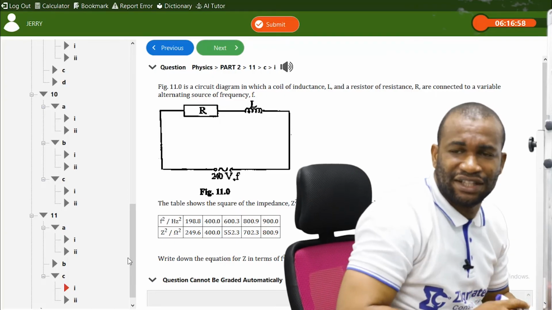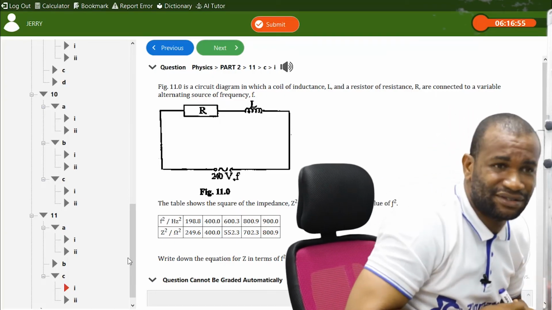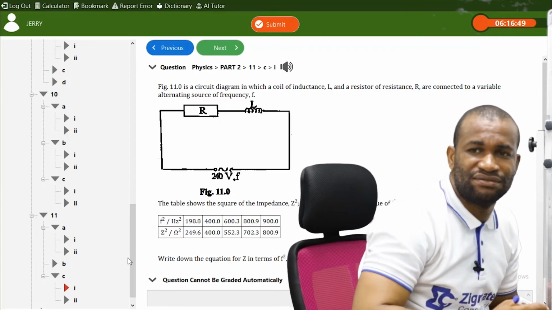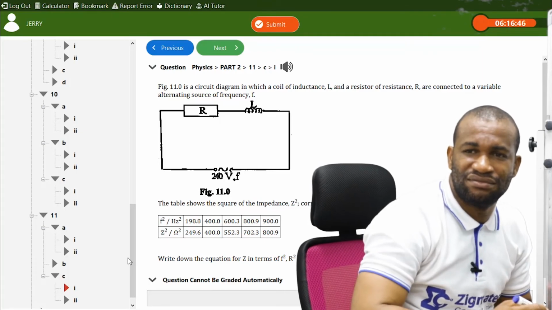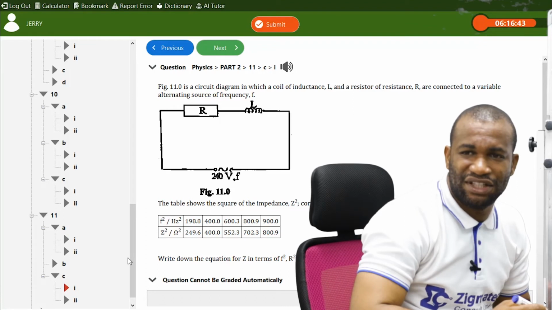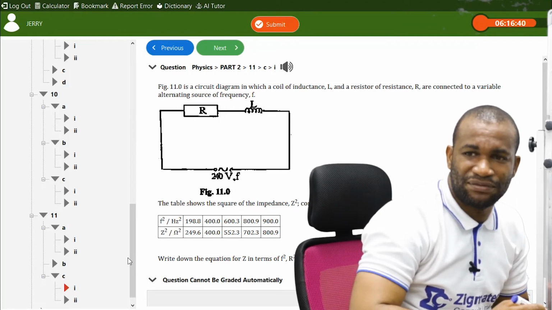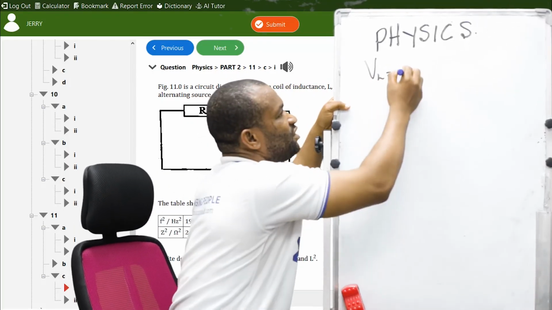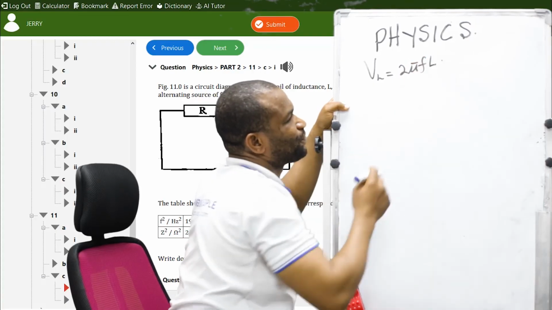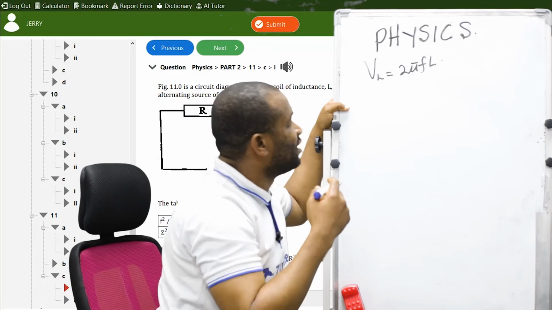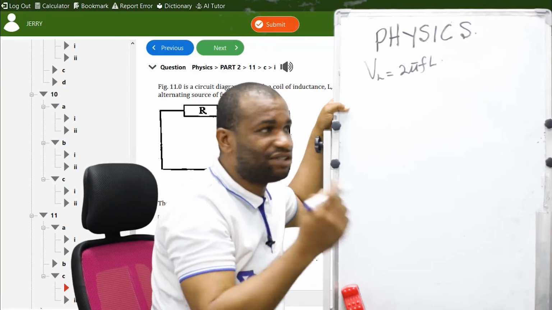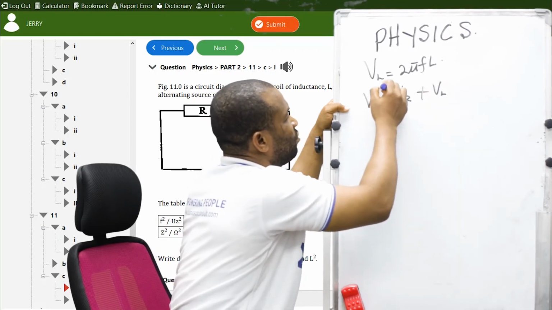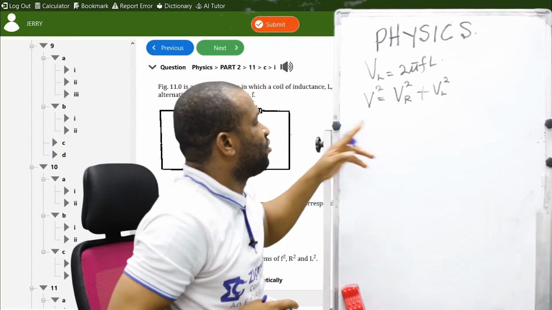In an RL circuit, we have the total voltage. I have VL, the voltage across the inductor. It is given as 2 pi FL. And according to this, there is a resultant voltage, called V. It's going to be the voltage across the resistor plus the voltage across the inductor, all in this format.